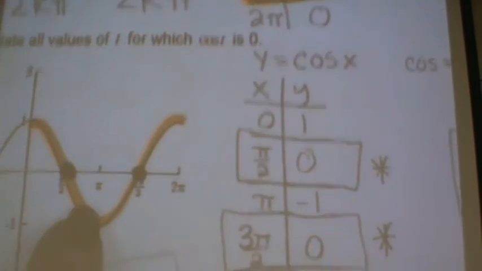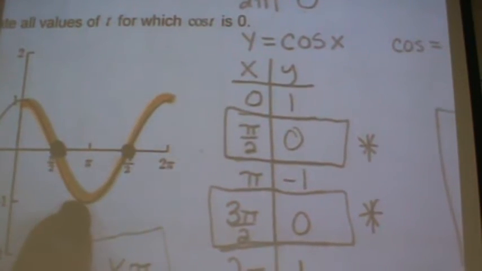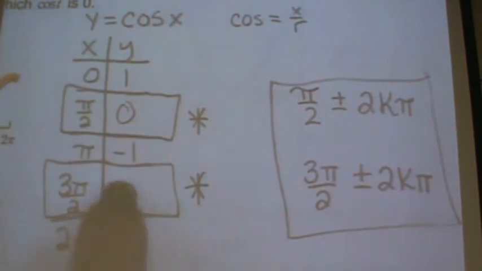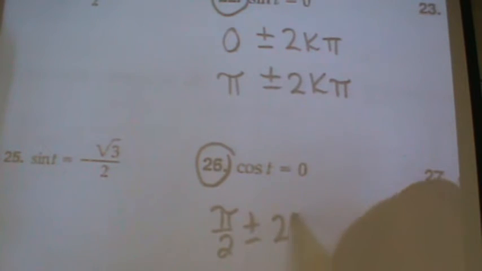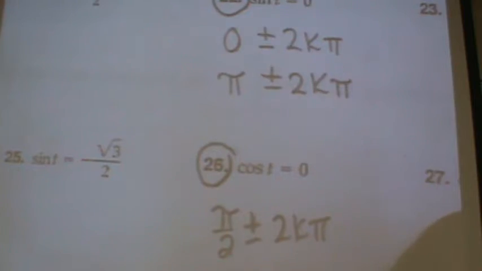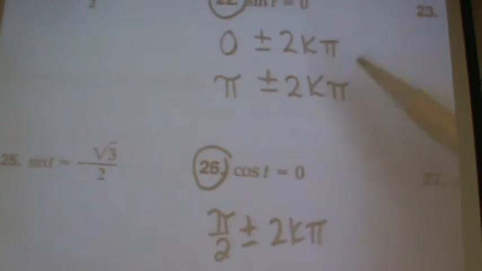Here's the cosine graph. And this is the second time you saw this question. Where do you get a 0 for cosine? At pi over 2 and 3 pi over 2, and then plus or minus 2k pi. Now the reason why I'm adding this plus or minus 2k pi is because the directions say find all.